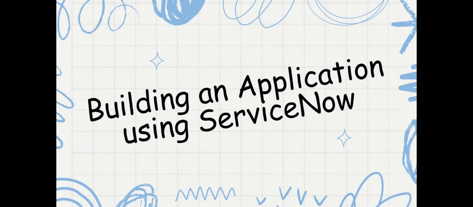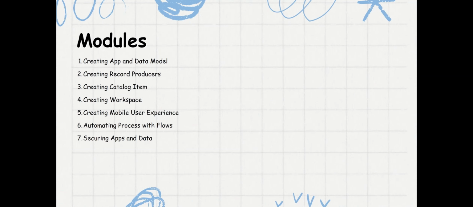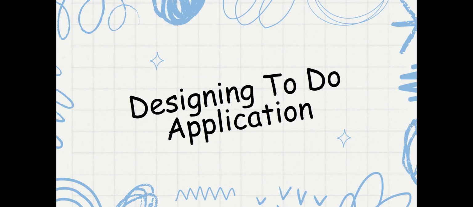We are going to build a to-do application in ServiceNow. I am going to divide this application into 7 modules. Those 7 modules are creating app and data model, creating record producers, creating catalog items, creating workspace, creating mobile user experience, automating processes with flows, securing apps and data. I am going to upload a single video for each module, so this is going to be a series of videos. Let us start the first module.